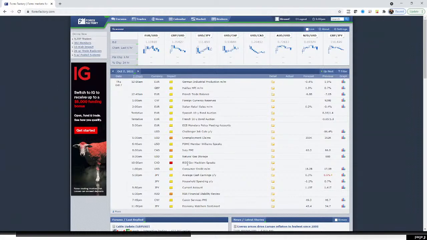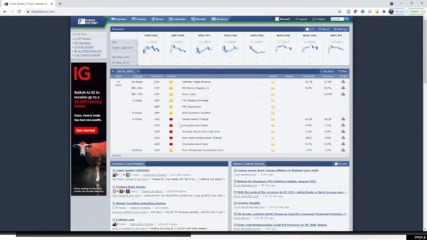The CAD on Thursday, that's BOC, so Bank of Canada, Governor Macklem speaks. So keep an eye out for that one at 10 a.m. Mountain, and that's afternoon Eastern. And everything else still looks pretty light. We do have unemployment claims and ISM PMI. Keep an eye out for some of these because the impact could also increase as it gets closer to the day.